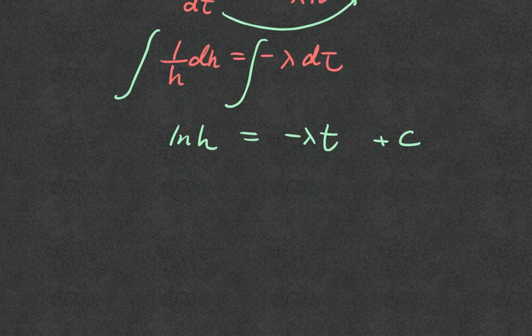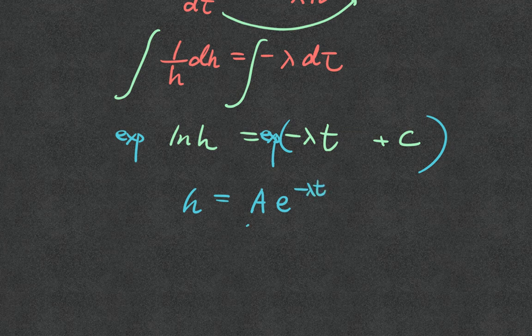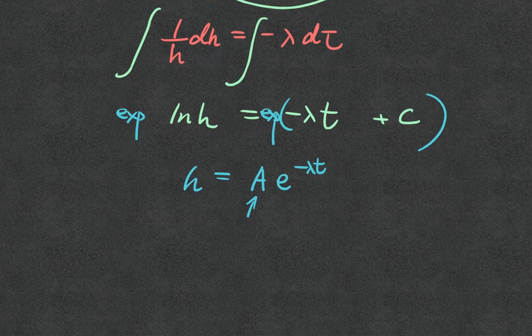So what is the analytical solution for h as a function of t? I simply need to take an exponential operator on the left and an exponential operator on the right. So what I end up with is that h equals a e to the minus lambda t. Now this a has nothing to do with the previous a I used. It's simply a coefficient that we don't know, or actually we know, but it's related to c. Have you seen that equation before?